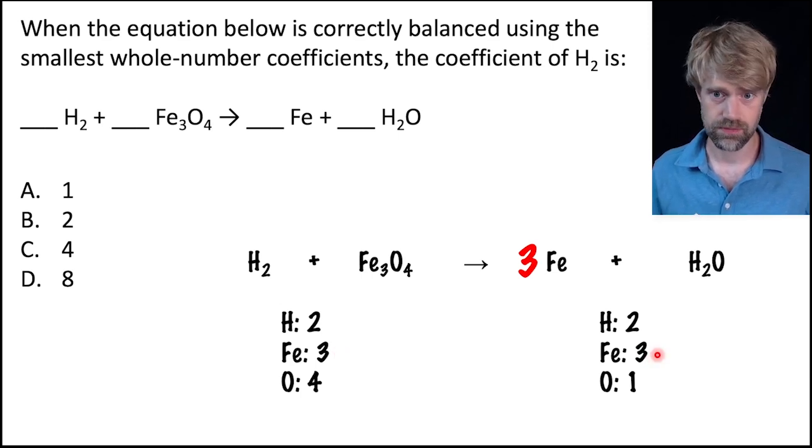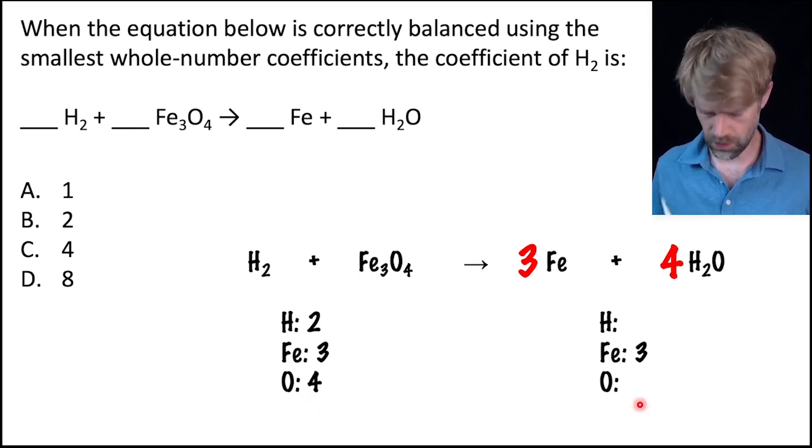What next? Well, the oxygens don't balance. I have 4 here, and I have 1 here. So we can put a 4 in front of H2O. And now we have 4 oxygens because each H2O has 1 oxygen. We have 4 H2Os. We have 4 oxygens.